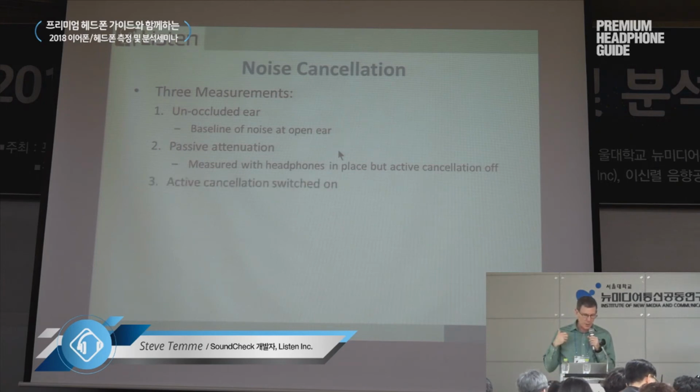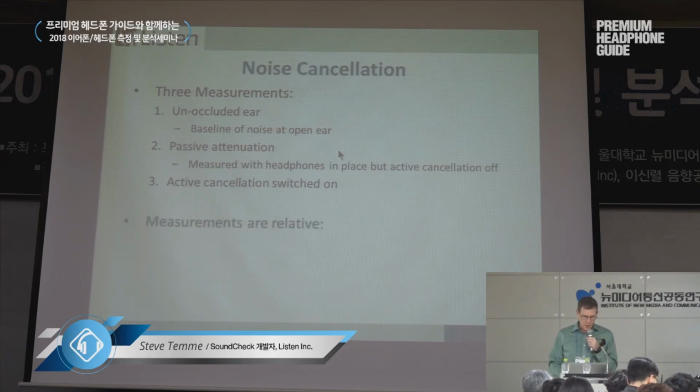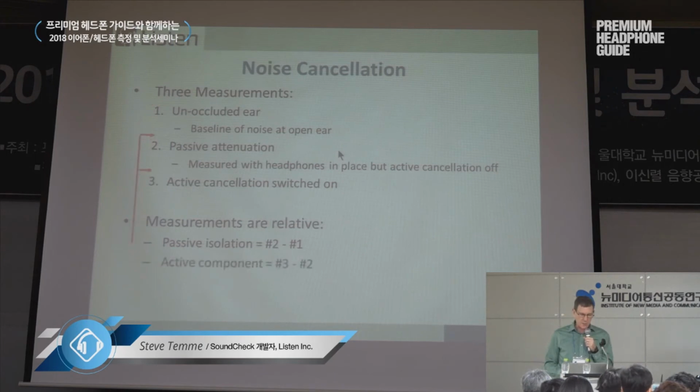Then we'll turn the active noise canceling circuit on, and we'll measure the active cancellation typically more at low frequencies as well as the passive. And then since noise cancellation is a relative measurement, we actually want to see the difference. So passive isolation will be the difference between number 2 and number 1. And the active, of course, now will be between number 3 and number 2. And then last, we can calculate the total noise cancellation.